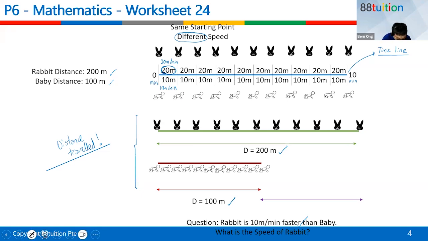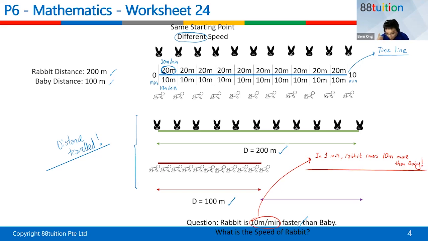What does this 10 meters per minute faster mean? This actually means that in 1 minute, the rabbit covers 10 meters more than the baby. Is that true? You must understand this statement. What does the 10 meters per minute mean? In 1 minute, the rabbit covers 10 meters more than the baby.